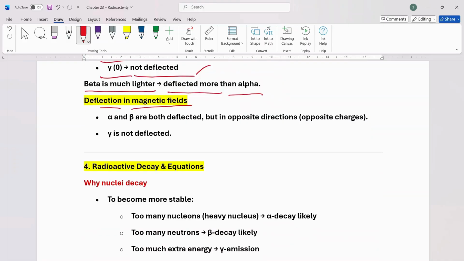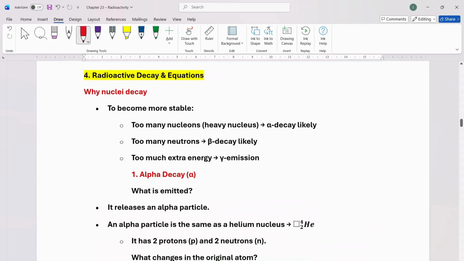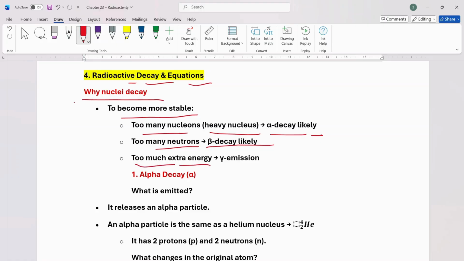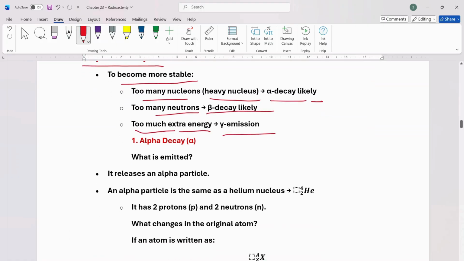Deflection in a magnetic field: alpha and beta are both deflected but in opposite directions because of opposite charges. Gamma is not deflected. Let's discuss radioactive decay and equations. Why do nuclei decay? To become more stable. Too many nucleons means a heavy nucleus, so alpha decay is likely. Too many neutrons, so beta decay is likely. Too much extra energy, so gamma emission is likely.